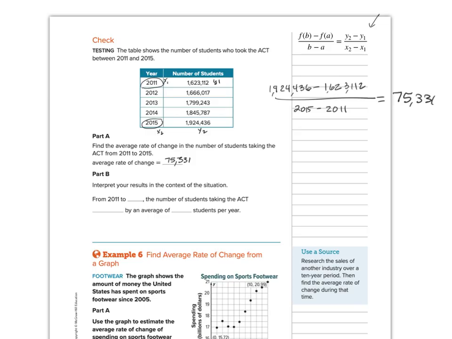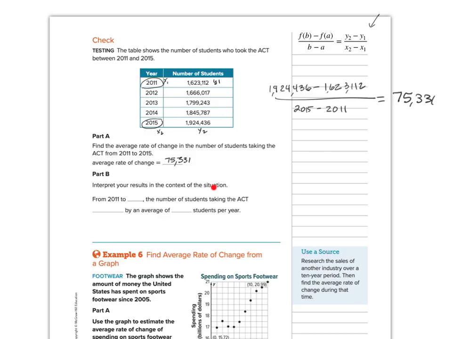Interpret the results. The table shows the number of students who took the ACT. Well, according to this is a positive number. So the number of students who are taking the ACT is increasing by about 75,000 per year. So over the course of 4 years, 4 times 75,000 should be about 300,000. And if you look, we went from 1.6 million to 1.9 million, which is about 300,000. So, I mean, it seems logical.